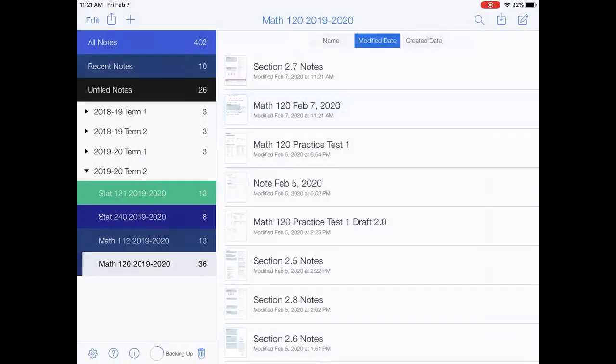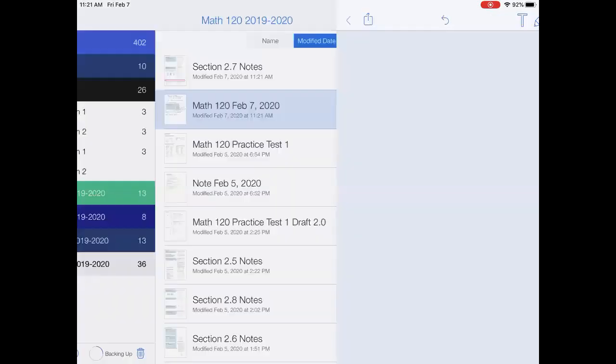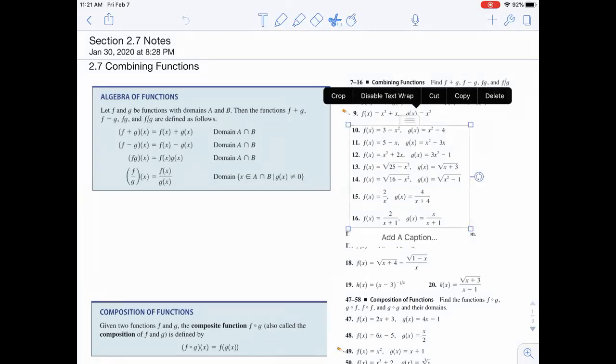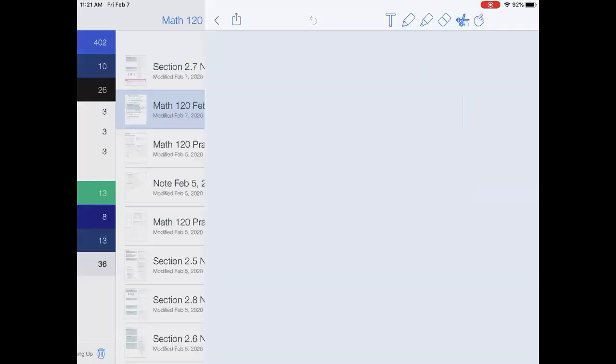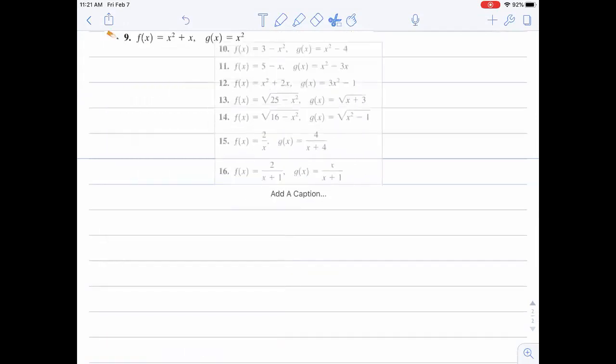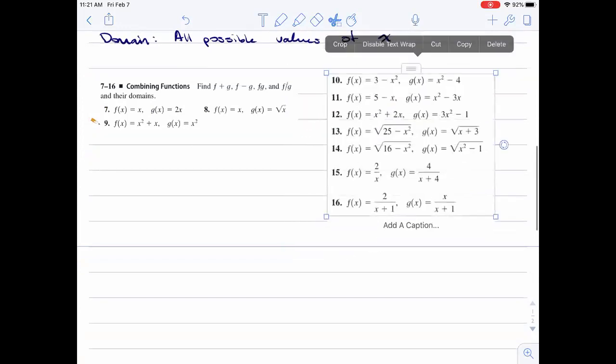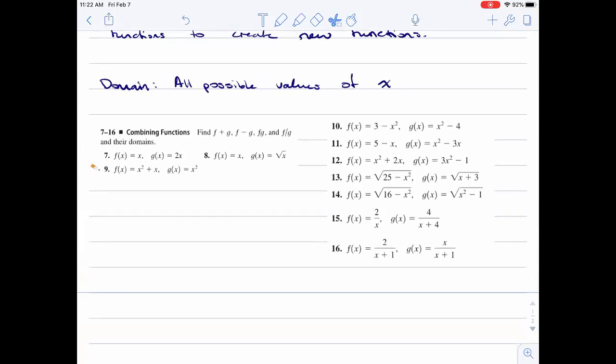So how about we do some examples here? What we're going to do, we're given f of x and g of x in each of these problems, and then we're going to find f plus g, f minus g, f times g, and f divided by g, as well as their domains.